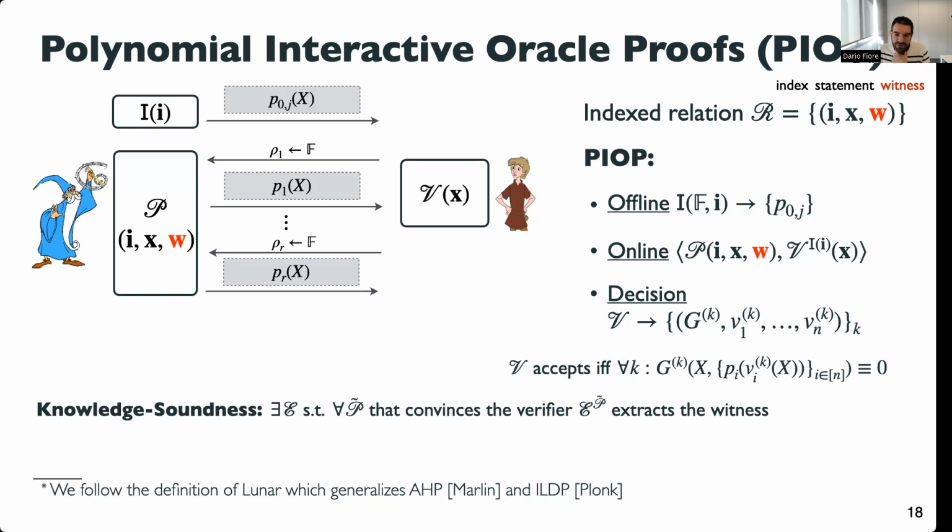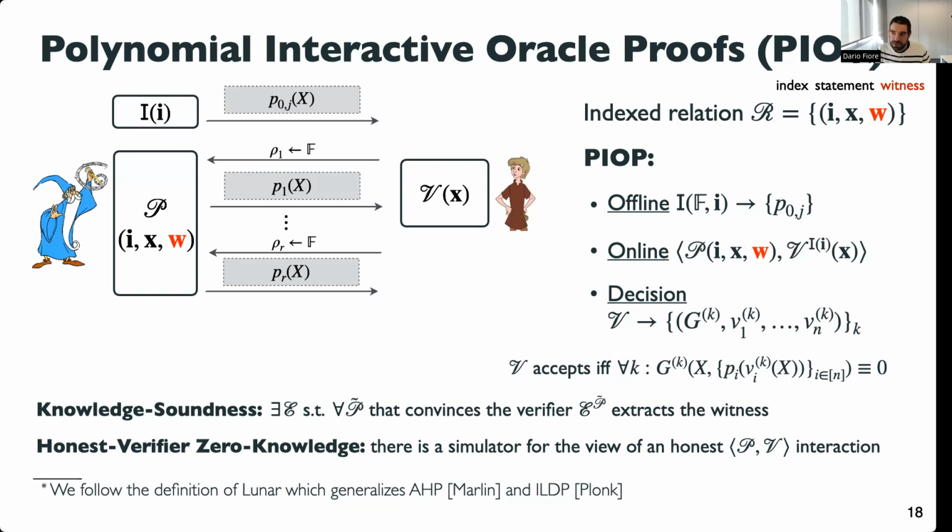Okay, so in terms of security in a polynomial IOP, we want knowledge soundness, and I will describe it only informally. It says that there exists an extractor such that for any prover that convinces the verifier, the extractor, by interacting with the prover, can extract a witness. And then honest verifier zero knowledge. That means that there is a simulator that can simulate the view of an honest interaction between prover and verifier without knowing the witness, of course.